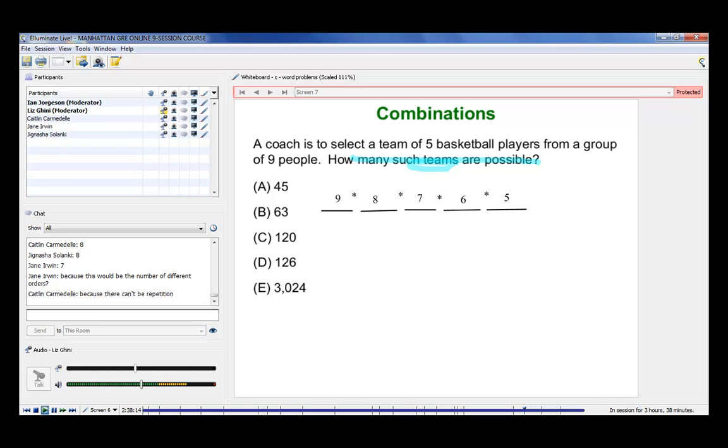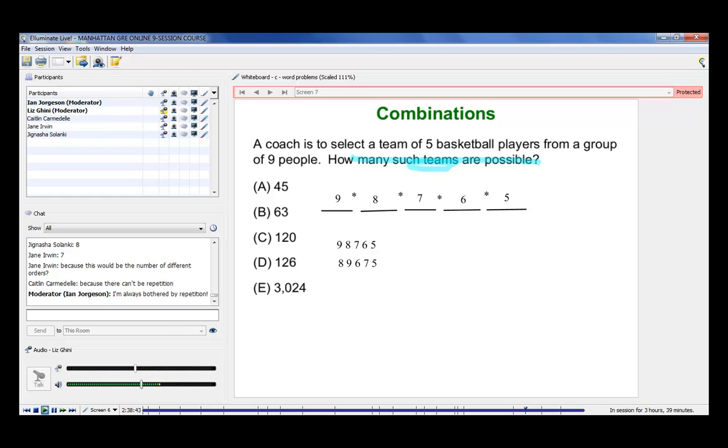All right, no one's smiling. It would be really good to be bothered by that, to say, wait a second, I have repetition. Okay, see, I could have all these different teams. I could have pulled 9, 8, 7, 6, and 5. Or I could have pulled them in this order. I could have pulled 8, 9, 6, 7, and 5.